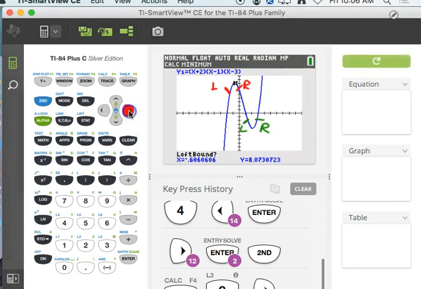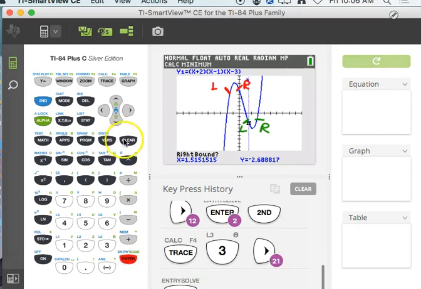So, got to start hitting right arrow until I can get Blinky down here on the left side of the valley. That's a pretty good spot. And hit enter. And then we'll get Blinky to the right side of the valley. Anywhere over there is good. Hit enter. And again, we're just going to hit enter through guess and let Blinky find it for us. Enter. So Blinky says at about 2.1, we're at negative 4.1.